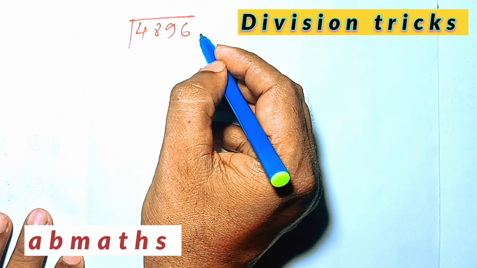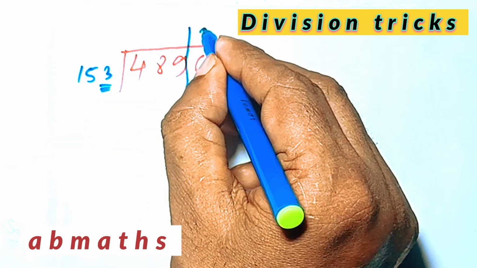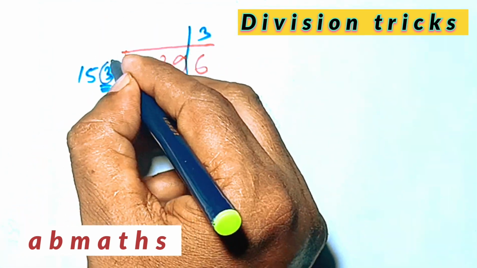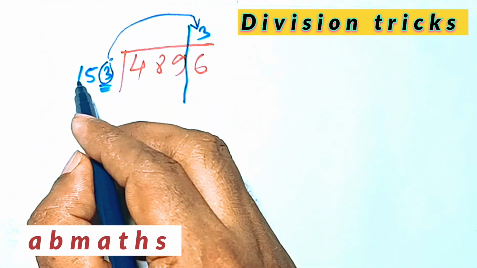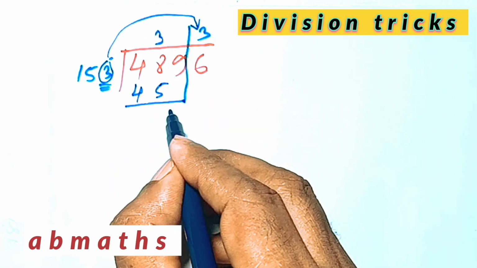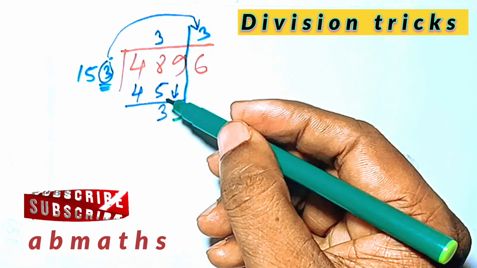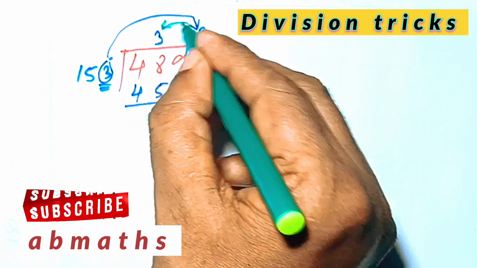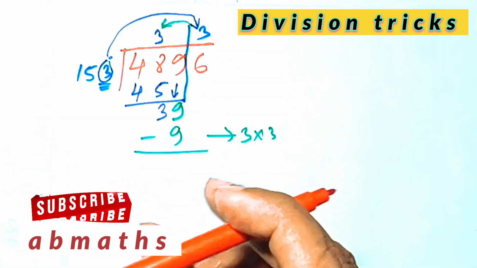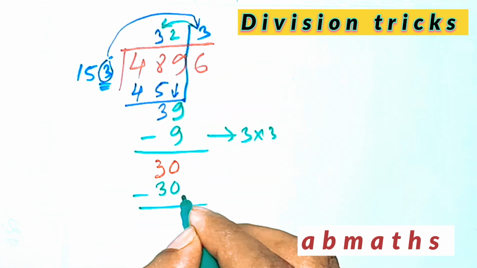Now let us divide 4896 with 153. So this 3 will come up here, so 15, this one goes up here, so 15 3 is 45. 8 minus 5 is 3, this 9 comes down, so we write 39. When it comes down, we'll multiply this 3 into 3 is 9, and we subtract it to get 30. Now 15 2 is 30, subtract it, we get 0.